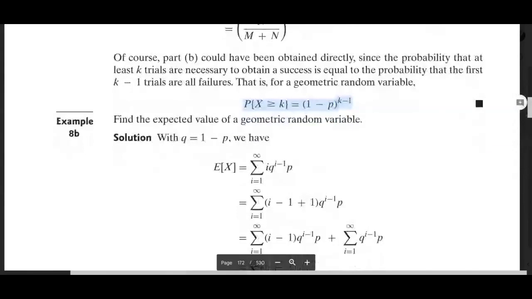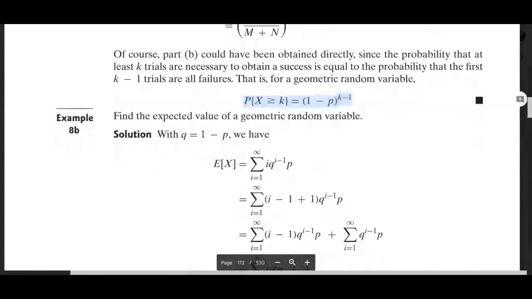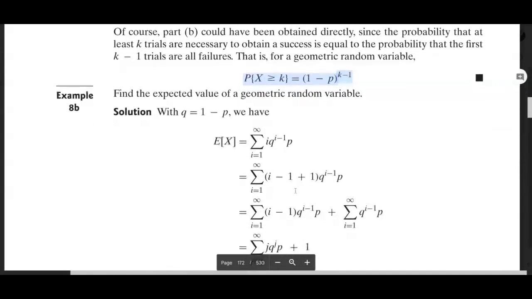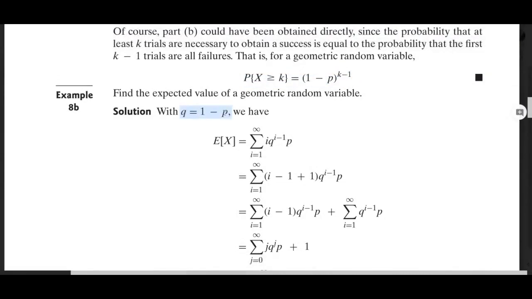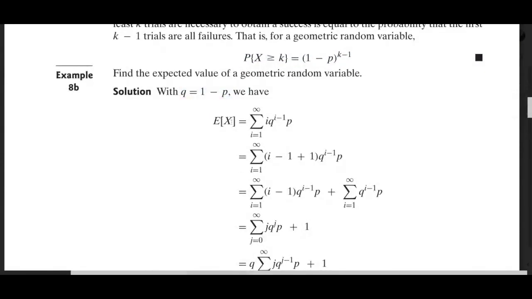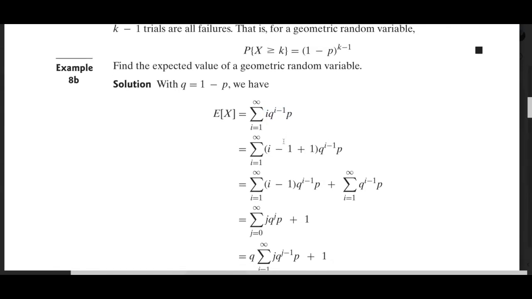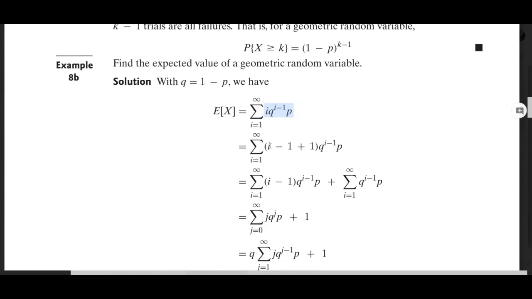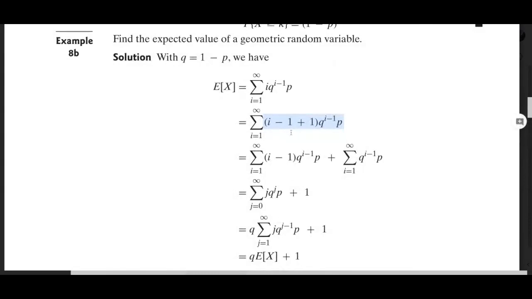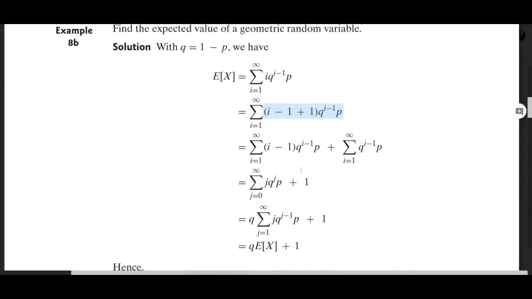Okay, now let's calculate the expected value of a geometric random variable. So q equals 1 minus p. And the expected value equals the random variable values multiplied by its probability, which for a geometric random variable is 1 minus p, which is q raised to i minus 1, then multiplied by p. Well, we can do a little bit of a trick. So we do i minus 1 plus 1. Minus 1 plus 1 is 0. We can always add 0 to anything.